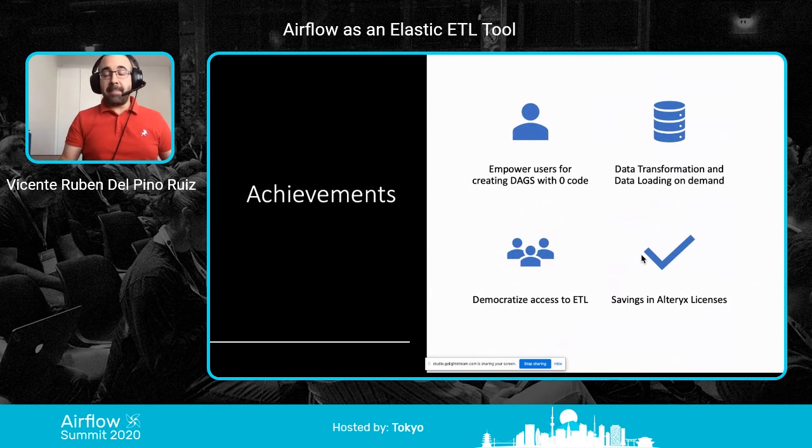So what are the main benefits and achievements that we had with this approach? As Hendrik was talking about before, the first one is that we are empowering users to create DAGs from zero and with zero code. This is key because many of the users that we have in our central application are business intelligence users. They are not familiar with Python code.